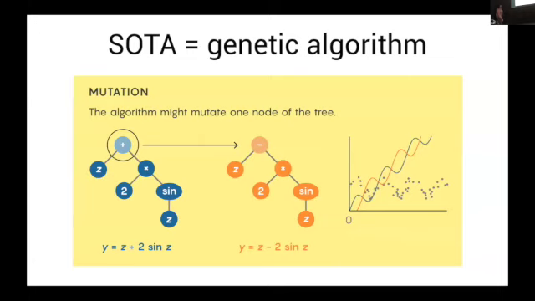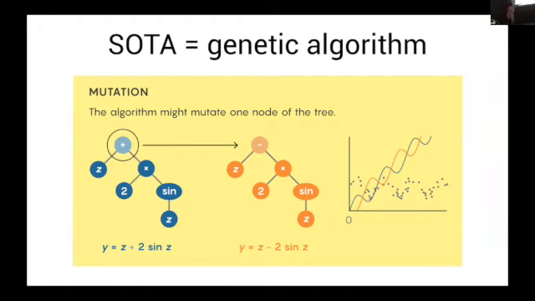So the state-of-the-art method is genetic algorithms. Recently there have been some approaches that use transformers, but I think the space of equations is so massive that you have to rely on these symbolic methods. So genetic algorithms are the current best approach to this. They work by basically simulating evolution.